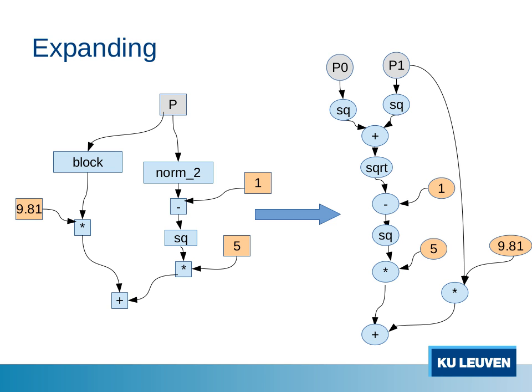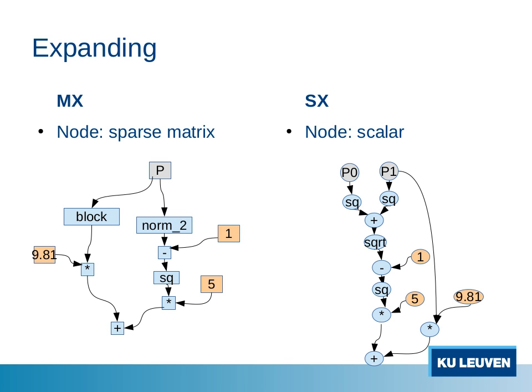Another important notion is expanding. So on the left we start with a matrix valued graph, and then we expand each node into scalar primitive operations, and then you get the graph on the right. So we call this the MX graph and the SX graph. So for MX the nodes are matrices, sparse matrices. For SX, nodes are scalars.